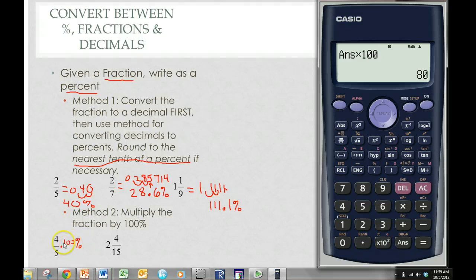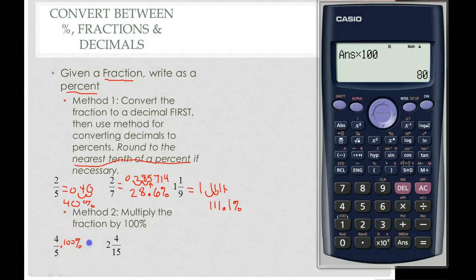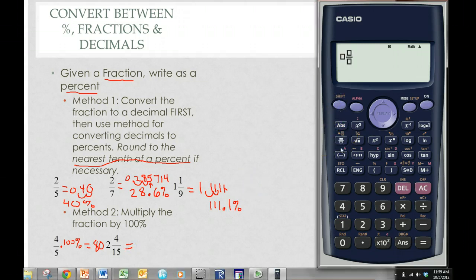Now, if you were doing the calculations, it would be 400 over 5, and that's the same as 80. All right, let's do this one. The second one's a little more complicated. 2 and 4/15. So, again, we'll type in a mixed number. 2 and 4/15. And that is 34 over 15.